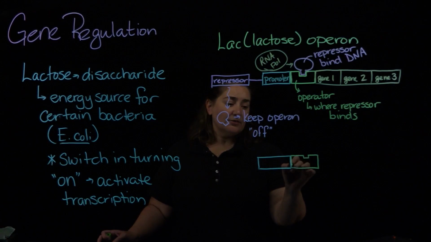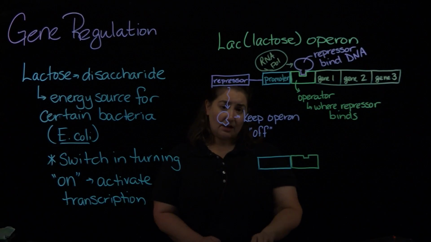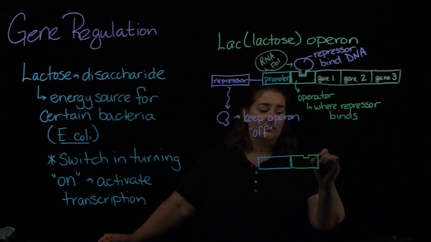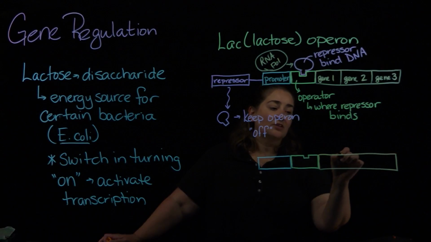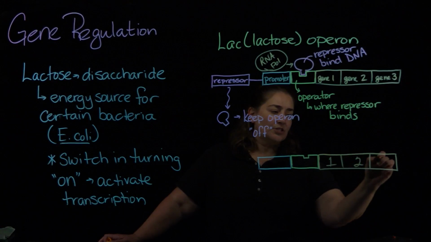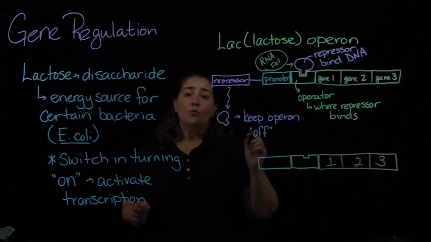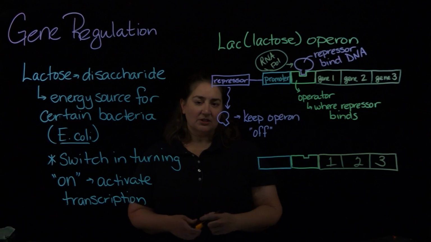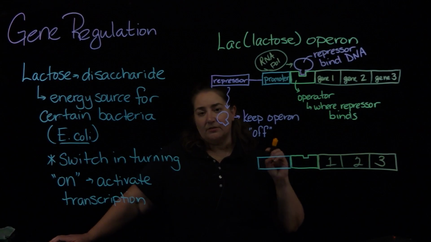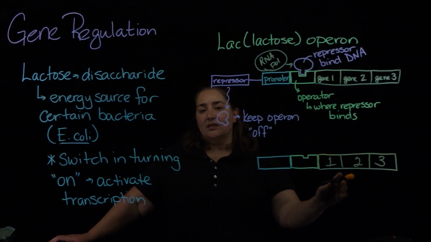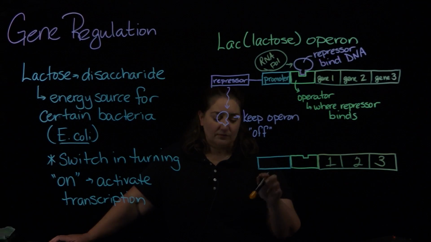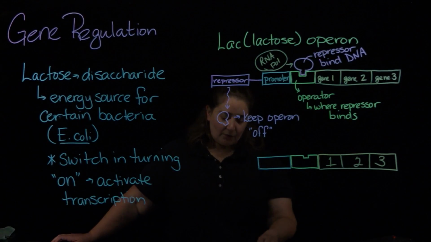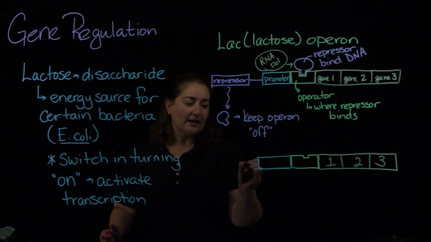So that bacteria will keep its operon in the off position until environmental conditions change, okay? This is gene 1, gene 2, gene 3. I'm not worried that you know the names of the genes, although I'll talk about them a little bit. If you take microbiology with me, you're going to need to know the names of the genes that break down lactose, okay?